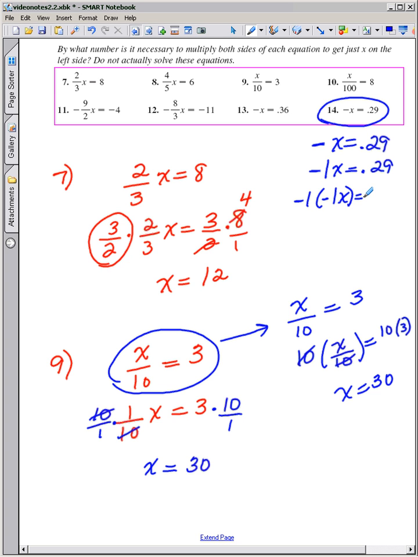So I multiply both sides by negative 1. We know that negative 1 times negative 1 is just positive 1, or x. Negative 1 times 0.29 is negative 0.29. Okay? Because this is saying the opposite of x is 0.29. So what is x? Well, x has to be the opposite of 0.29, which is negative 0.29.